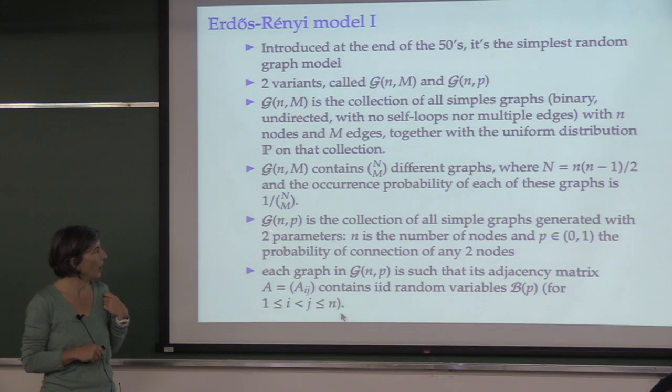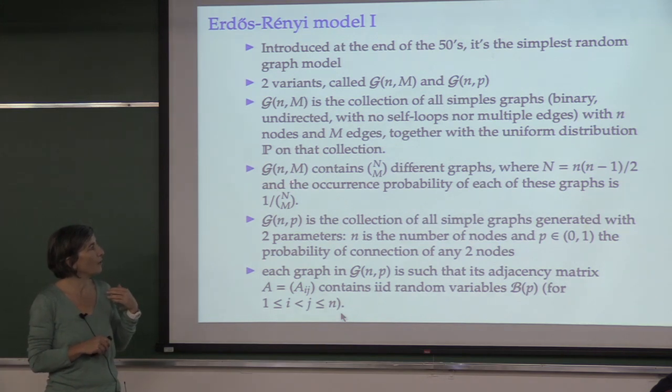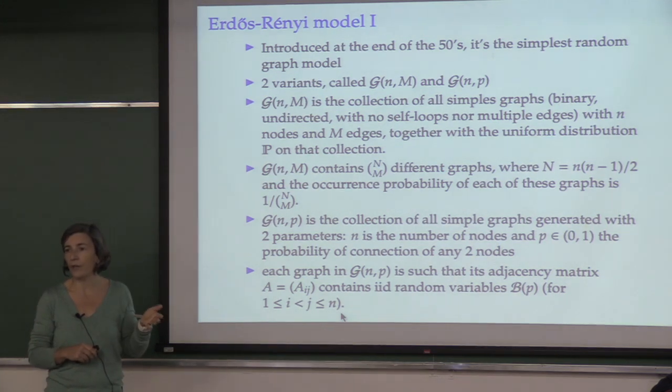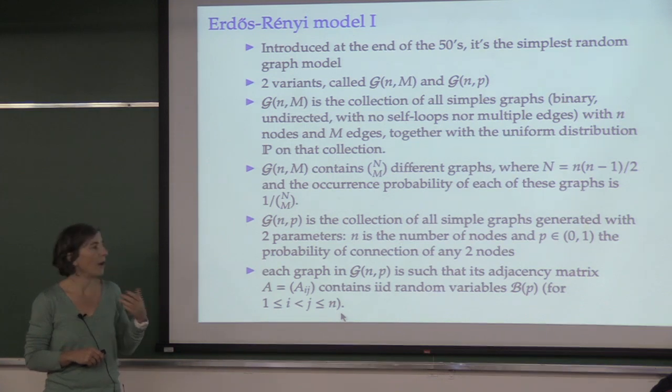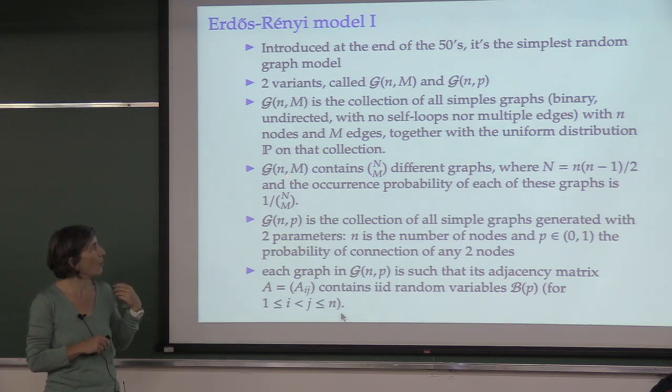Okay? So why are there two different variants of the same model? Because the GNP variant is easier to handle from a probabilistic point of view, but the GNM variant is easier for simulating graphs. If you want to simulate a graph, it's boring to look at every possible pair and draw a random variable 0 or 1. But it's easier to just decide on a number of edges and throw them at random on all the possible places. So this is a more efficient description, and this is a more probabilistic one.